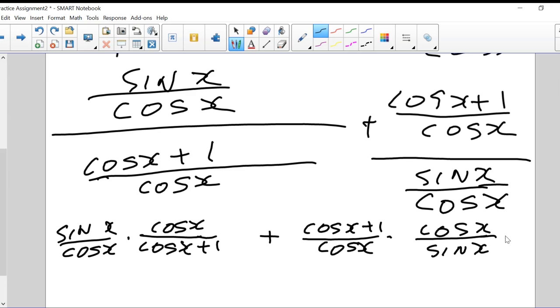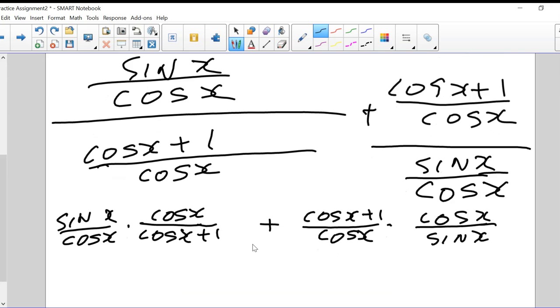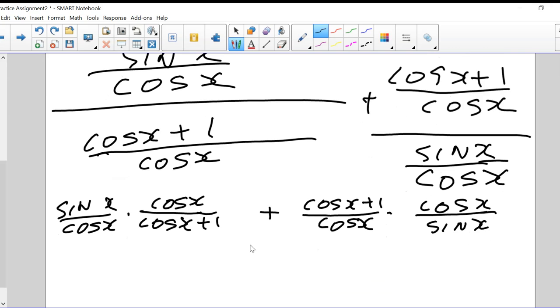Okay, I'm hoping that everybody agrees with what I just did. I took the top of this fraction over cos x, and I multiplied by the reciprocal, which is cos over sine. I did the same thing over here. Can anybody tell me what they think is going to happen to the first one here? Anything we can cancel out?